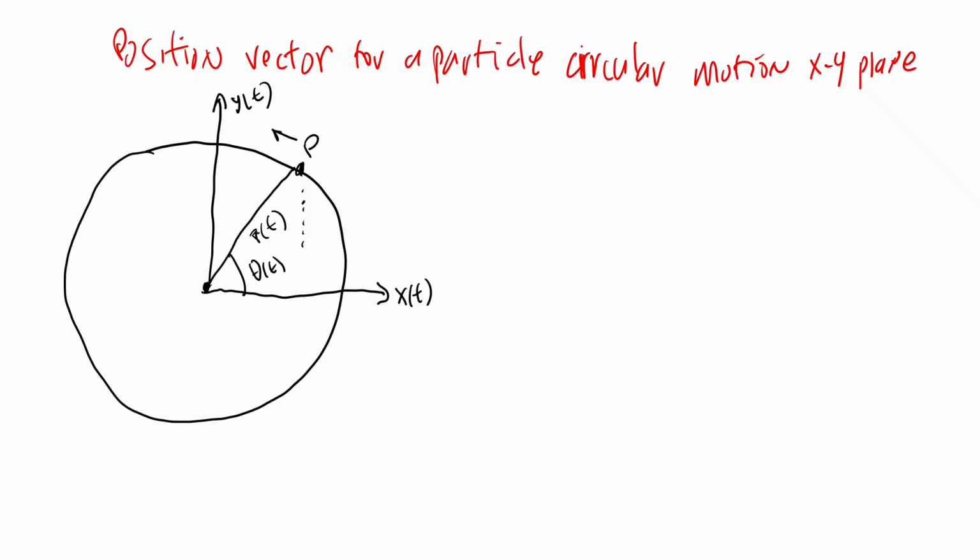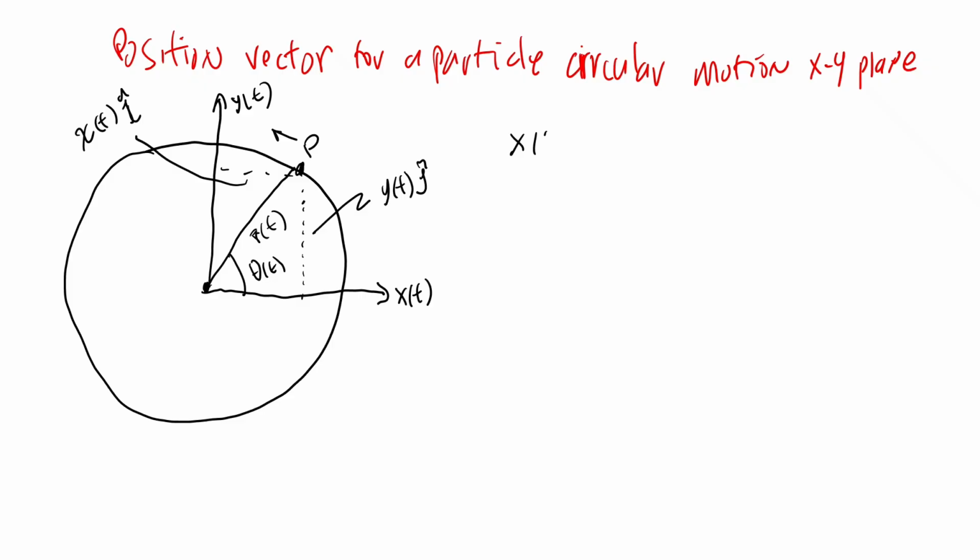Now if we look at this distance right here, this is going to be our y of t, but it's in the j direction. It's along the j unit vector. And correspondingly, this distance right here is x of t, but it's in the i unit vector direction. It's along the x-axis. So that kind of labels all the points.